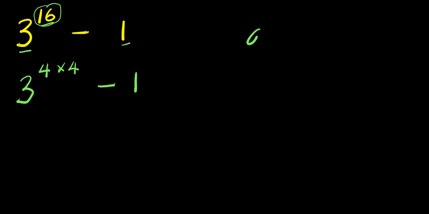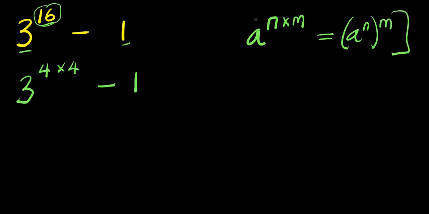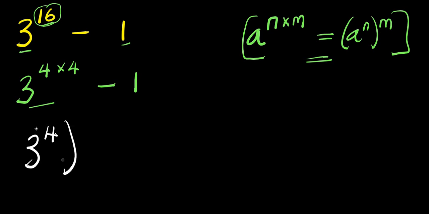Now if I have a power n times n, this equals a power n, all to the power of n. So apply this same identity here. I will have 3 power 4, and this is raised to the power of 4, minus 1.